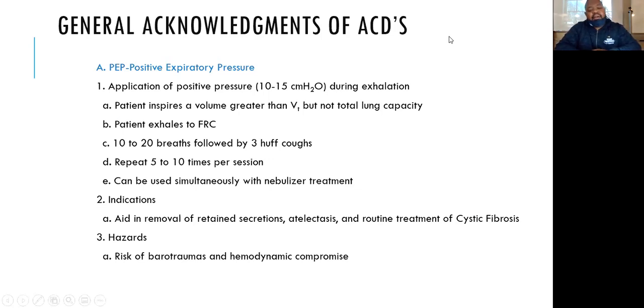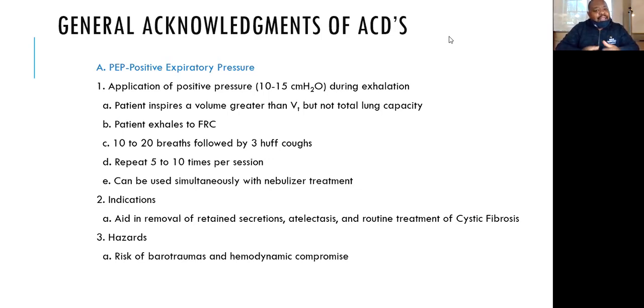Risk of barotrauma. Barotrauma means damage to the lung. Not necessarily a pneumothorax yet, but damage or kind of tearing a little bit, kind of stretching a little too far, right? That's called barotrauma, right?